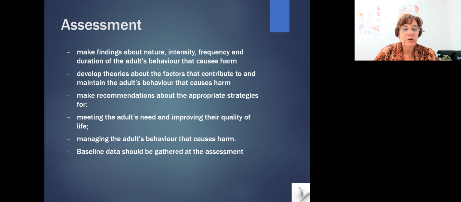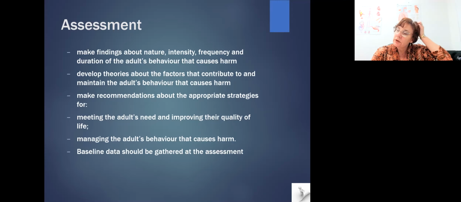So assessing and trying to find out about the nature of the behavior, the intensity, the frequency, the duration of the behavior that might cause harm. Develop theories about the factors that contribute to and maintain the adult's behavior that causes harm. Making recommendations, that's what we can do, about appropriate strategies for meeting their needs to improve their quality of life.